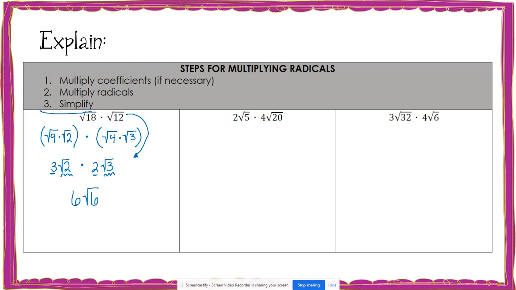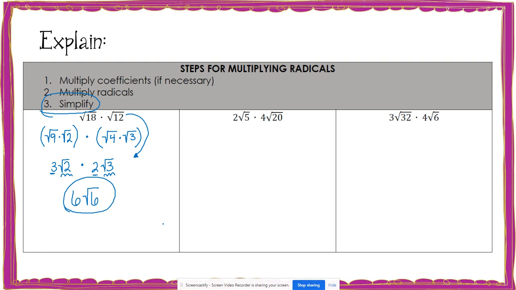The square root of 2 times the square root of 3 gives me the square root of 6. This last step is very important. It's always imperative that you check your radical and make sure that it cannot be simplified. When I think of the number 6, I know that its only factors are 1, 2, 3, and 6. Since none of those are perfect squares, I know that this is in simplest form. So my solution is 6 times the square root of 6.